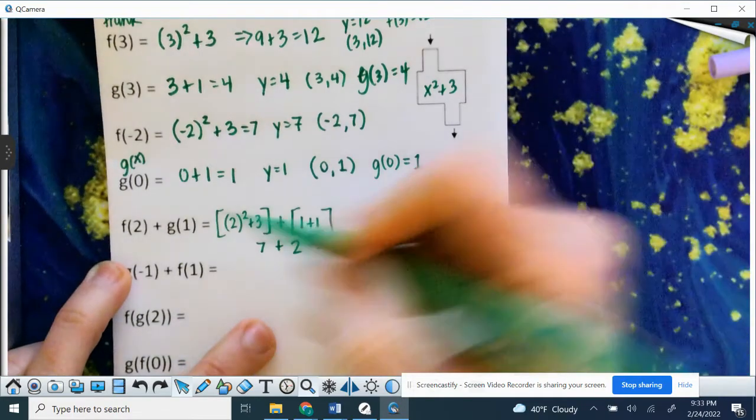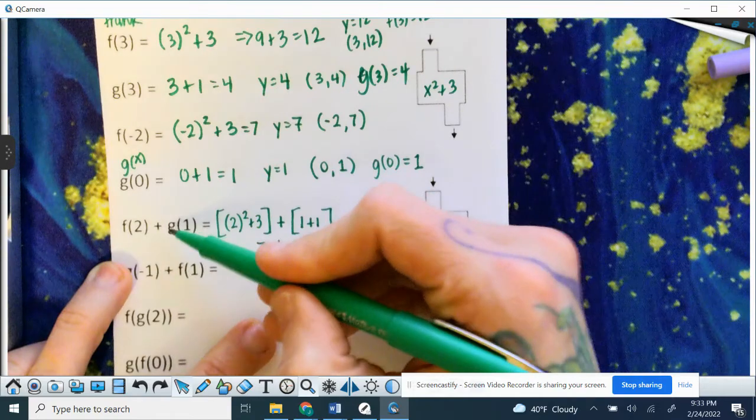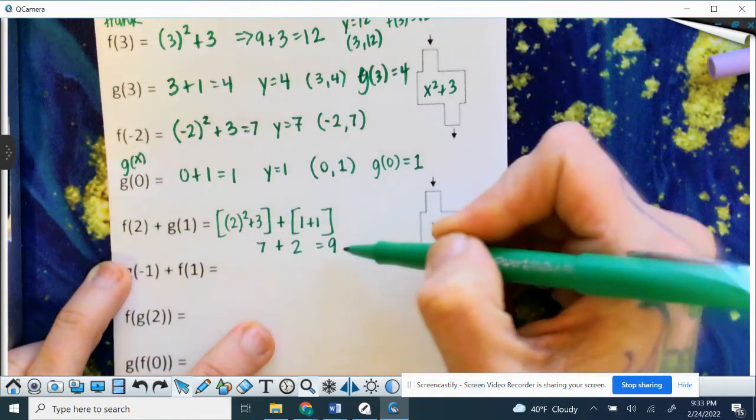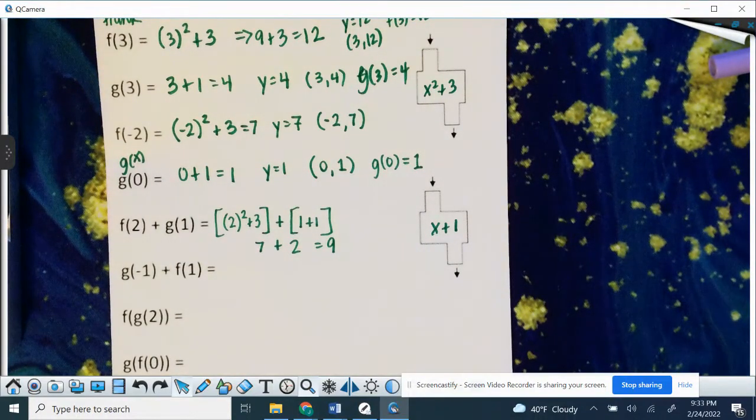So for these two functions, when the x value is 2 for Frank, and then Gertrude is 1, if we add them together, we end up with 9. There's no different way to write that one, because you're actually doing a sum of the two.